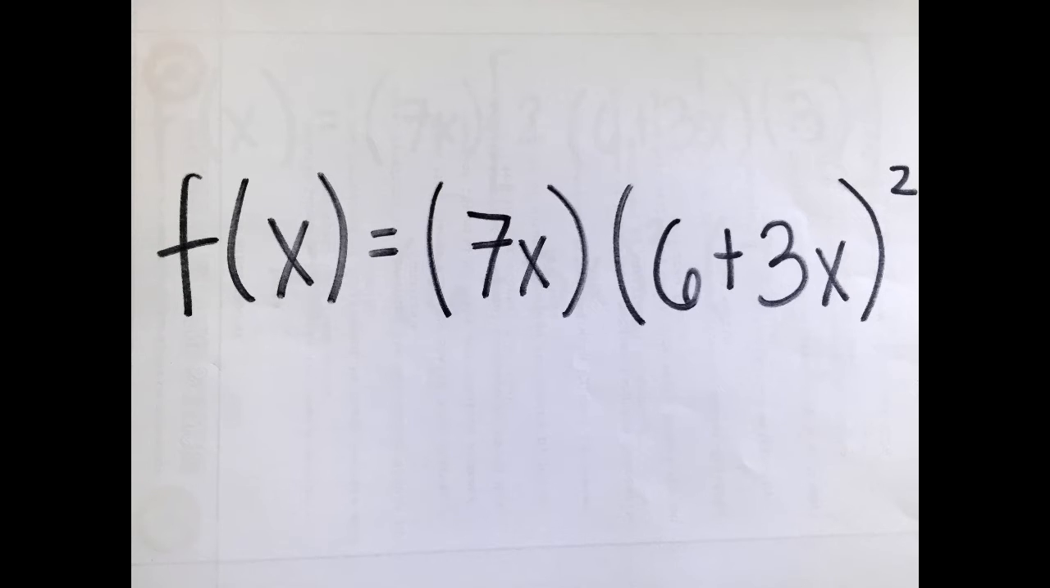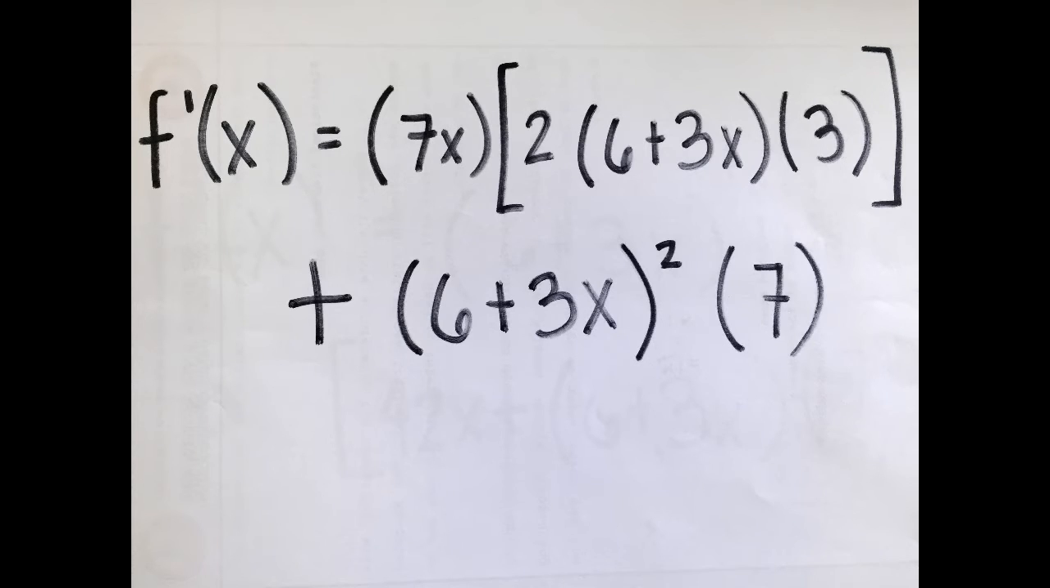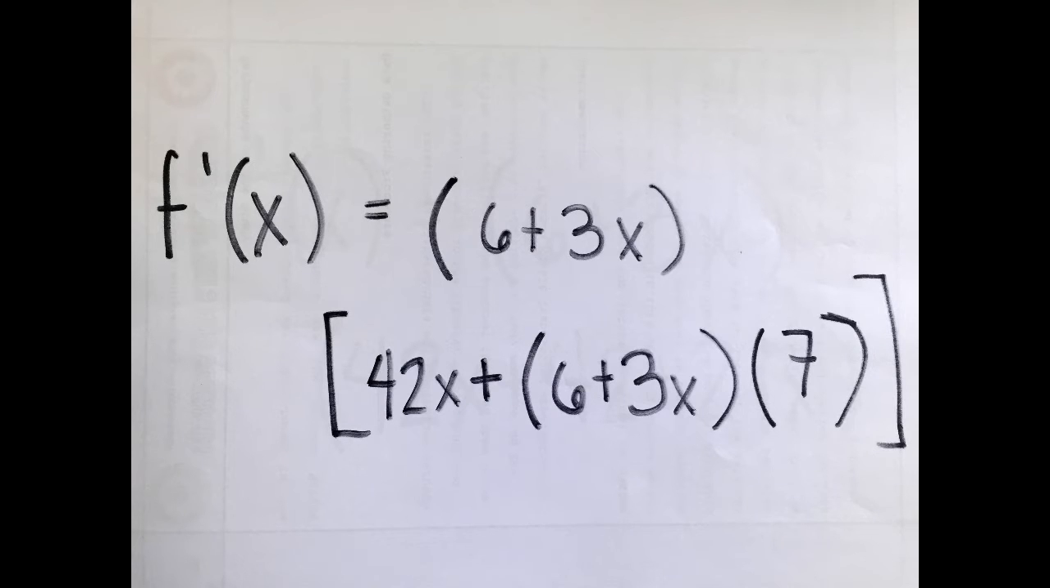In this equation, you will notice that there are two rules that we are going to use. So first is the product rule: f of x times g prime of x plus g of x times f prime of x. So, apply the rule and you got 42x times 6 plus 3x plus 6 plus 3x squared times 7. Then, 6 plus 3x, open 42x plus, open parenthesis, 6 plus 3x squared times 7.